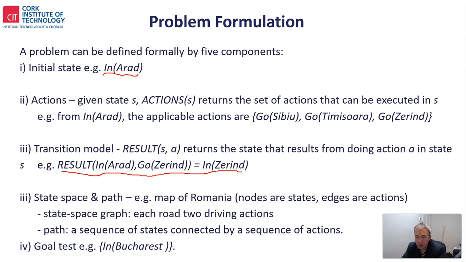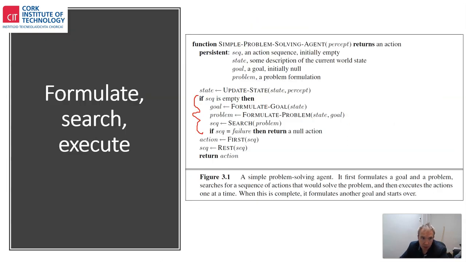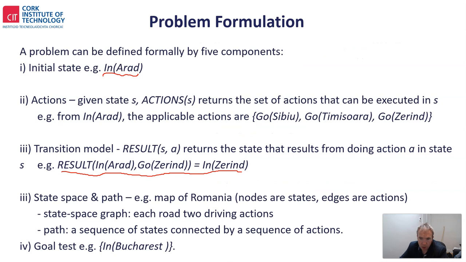Yeah, okay. So the goal test itself, again, as you're seeing, is helping us determine whether or not a given state is a goal state. And again, this is formatted by the prior algorithm, formulate-search-execute, whereby we're passing in our current percept, which is our current state. In this case, Bucharest would be the example of the successful goal state.